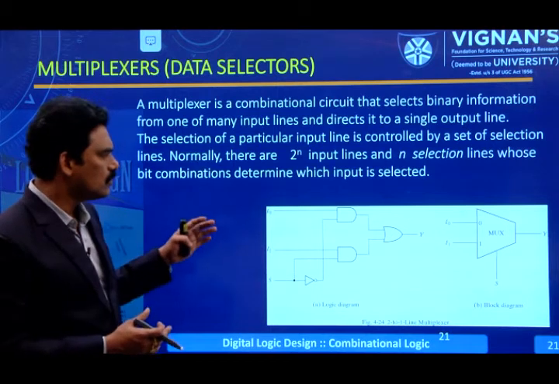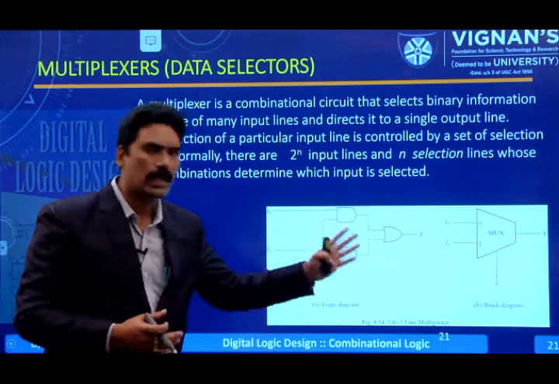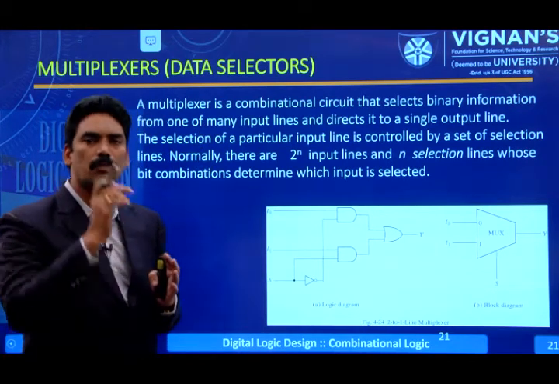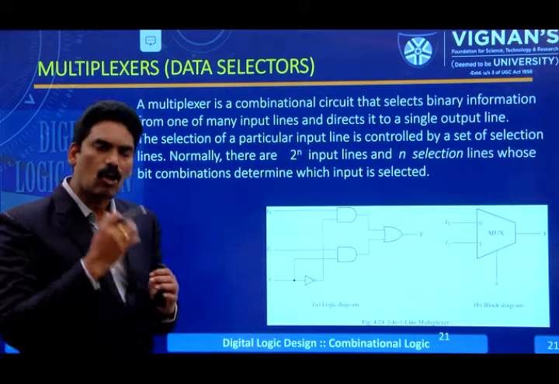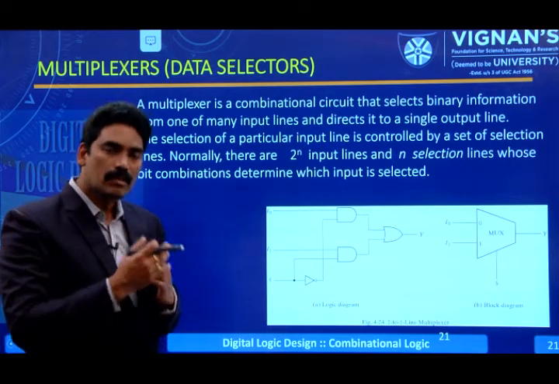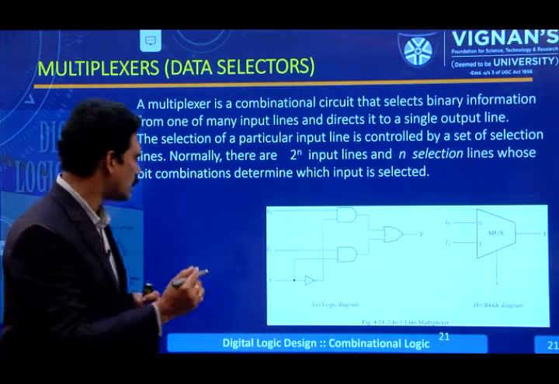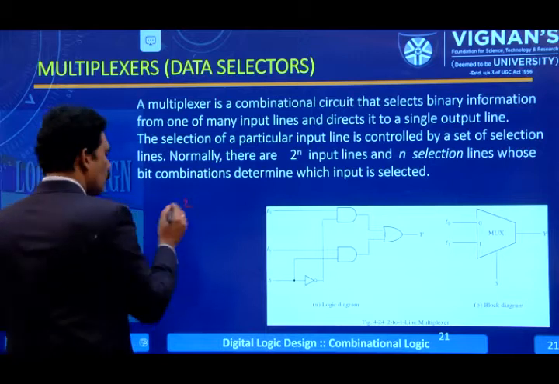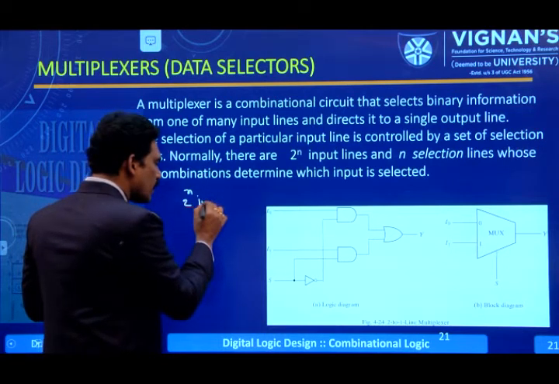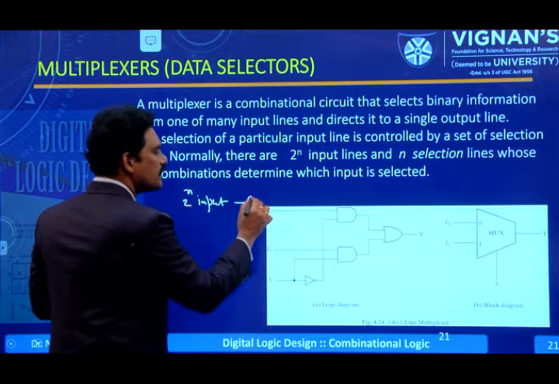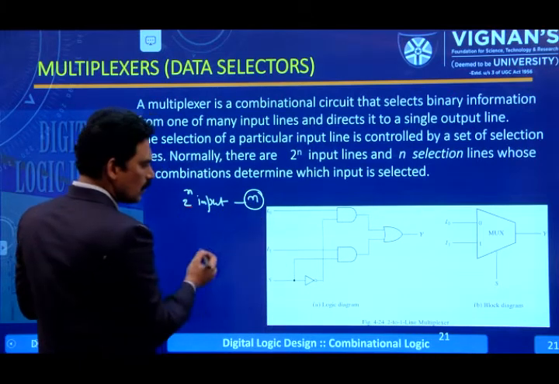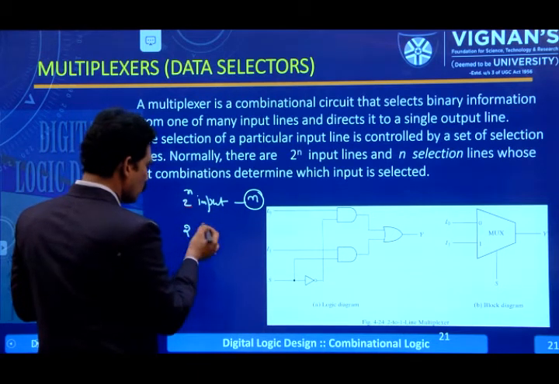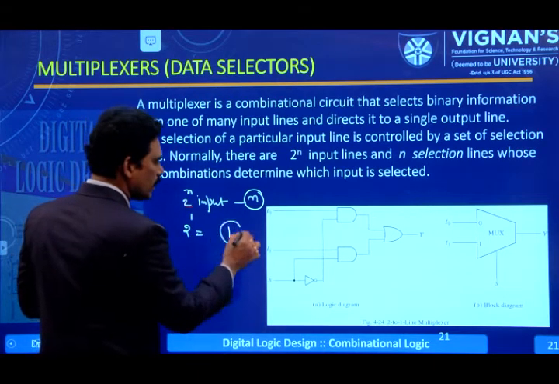Now, we are going to consider a 2 to 1 line multiplexer. That means it takes 2 inputs and produces one output. For this, how many selection lines are required? If there are 2 to the power of n input lines, we need n selection lines. Here, in a 2 to 1 line multiplexer, there are only 2 inputs. So, 2 means 2 to the power of 1, that is, one selection line is required.